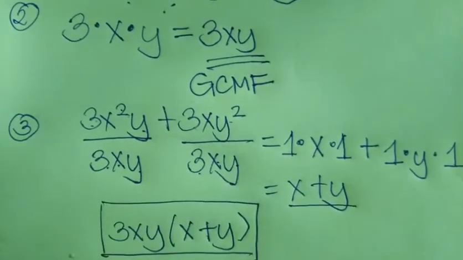So in monomial factoring, you will get two factors. First is the factor that is the GCMF, and the second is the one we obtained in step 3.